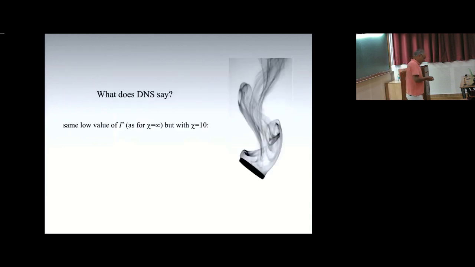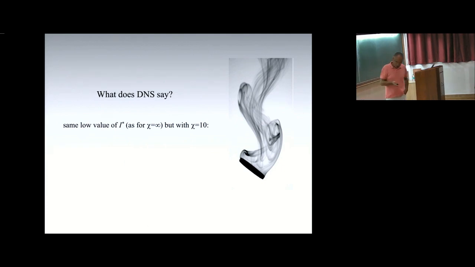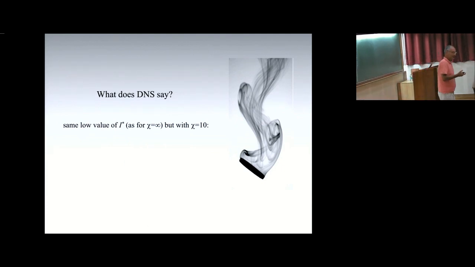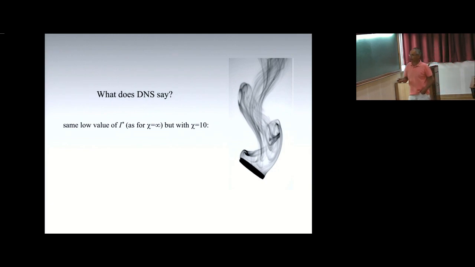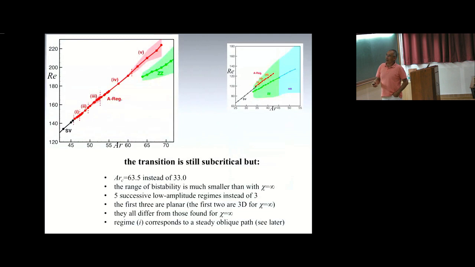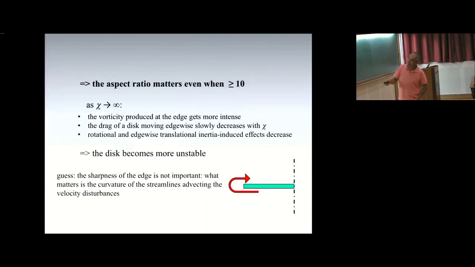And so, of course, we ask the question, what does DNS have to say for this? And we ran the DNS for a thin disk, but with a finite aspect ratio, so k equal to 10. And here is what we obtain. So this is a reminder of what I just told you for a disk with an infinitely large aspect ratio. And this is what we get for an aspect ratio of 10. So first, actually, the critical Archimedes number at which the large amplitude zigzag takes place is about 65, whereas in that case, it was half that. So clearly, that's very different.